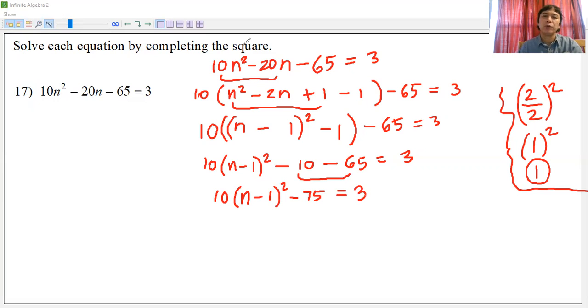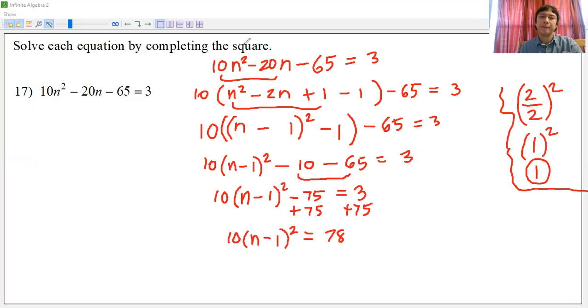All right, next thing to do is extinguish the 75 by way of addition. Add 75, making it 0. Add 75 also to the other side of the equation. That gives us the right side 78. So the right side is now 78. And the left side will now have no more 75s there, so this will just be 10 times n minus 1 squared.